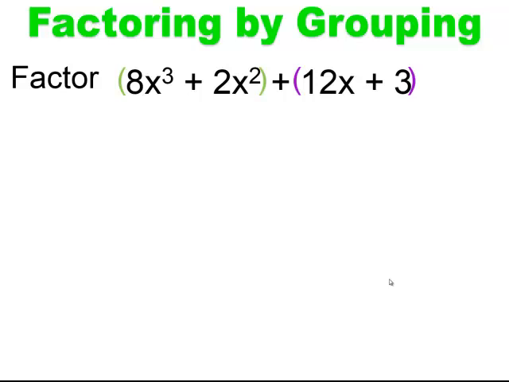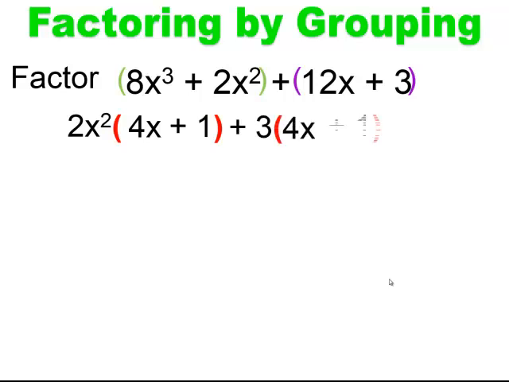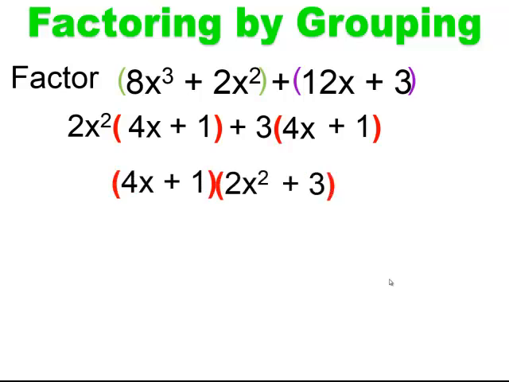So again, grouping the first 2 terms, leaving that middle sign out, and grouping the second 2 terms. Factoring out the GCF of the first 2 terms, and what's left is going to be that 4x plus 1. Bringing down that middle sign, factoring out the GCF of the last 2 terms, and I'm left with the 4x plus 1. I have a GCF of a binomial 4x plus 1. I'm going to factor that out, and what's left is going to be the 2x squared plus 3.